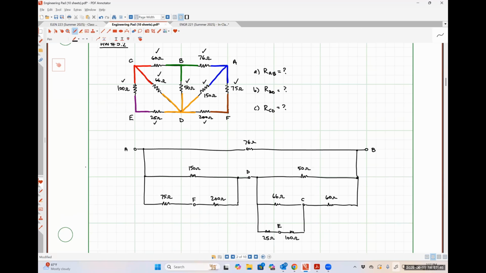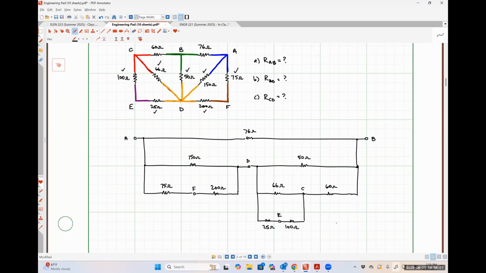So I tend to start from the bottom and work my way up this kind of ladder representation of what's going on, until I get down to a single equivalent resistance. Starting at the bottommost rung of the ladder, the first thing that I see is the 25 ohm resistor in series with the 100 ohm resistor. So I'm going to replace those two resistors with a single equivalent resistor having a value of 125 ohms.